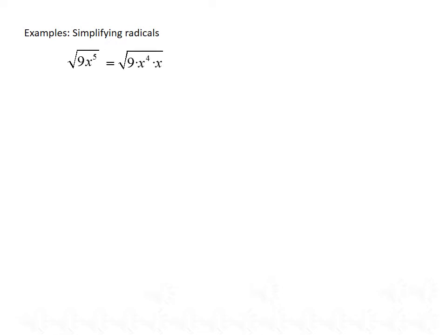So 9 is already a perfect square, and we could rewrite x to the fifth as x to the fourth times x. So now we have 9 as a perfect square and x to the fourth as a perfect square. Since 9 and x to the fourth are perfect squares, we could take the square root of those values and bring them outside of the radical. The square root of 9 is 3, and the square root of x to the fourth is x squared, so this gives us 3x squared times the square root of x, and that'll be our simplified answer, 3x squared times the square root of x.